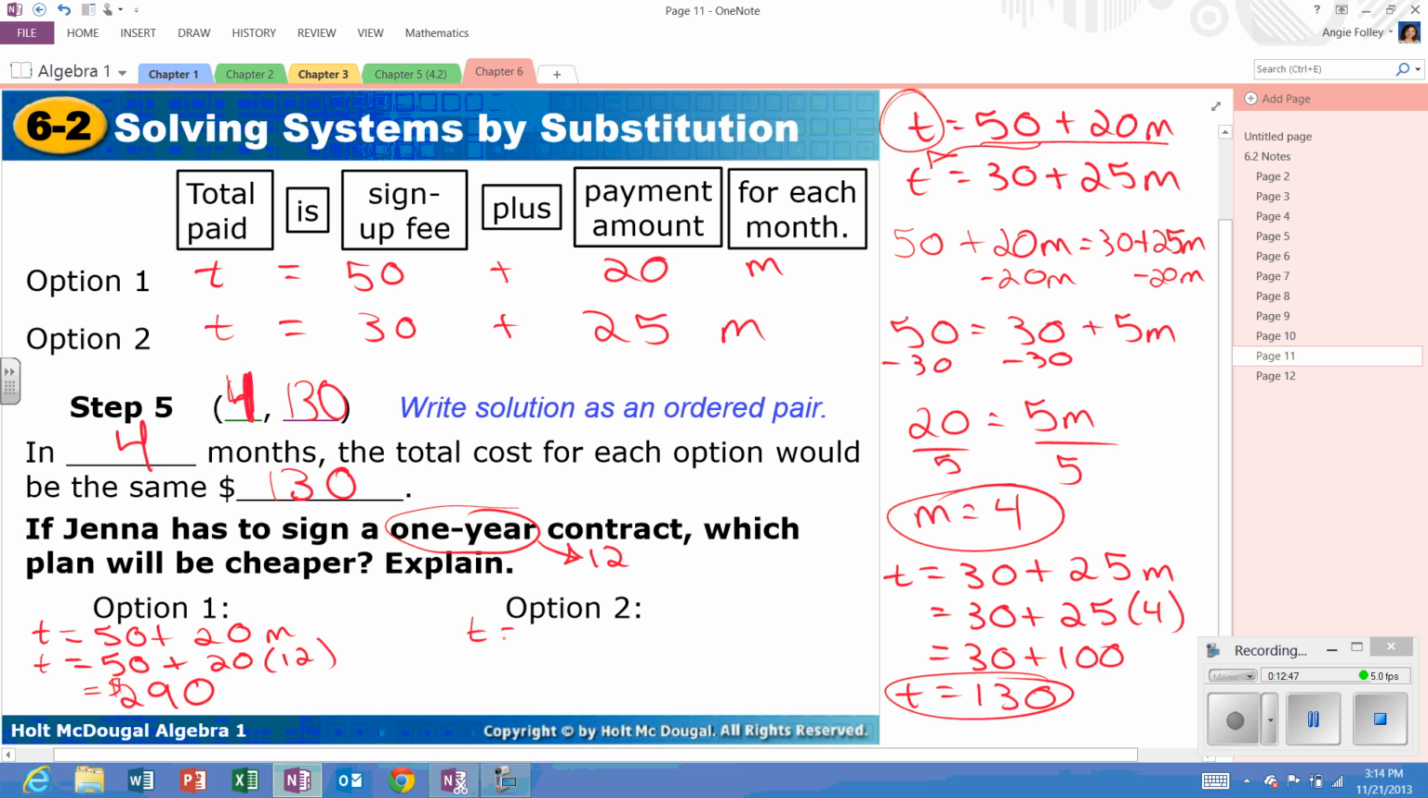For 1 year on option 2, we're going to plug in 12 as well. And that will come out to $330. So which one is a better deal after a year? Well, it's option 1 because it'll only cost you $290, whereas option 2 will cost you $330 for a year.